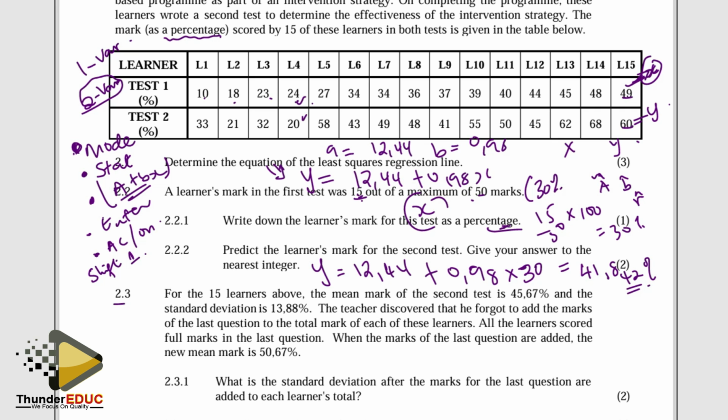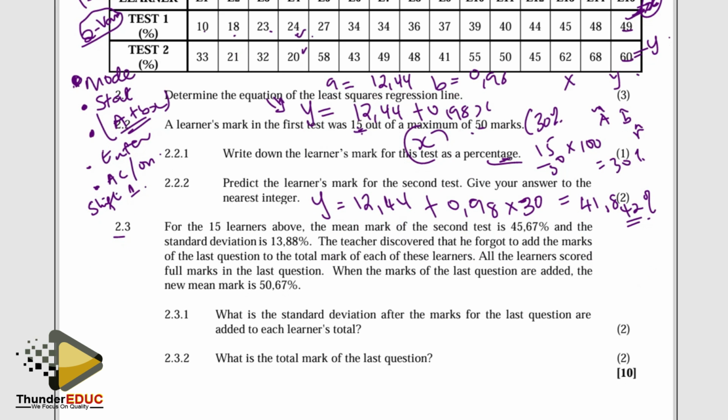Then 2.3. For the 15 learners above, the mean mark for the second test was this much. Now that's the average, and then the standard deviation is this much. Then the teacher discovered that he forgot to add marks of the last question to the total mark of each of these learners. All these learners scored full marks for the last question. When the marks of the last question are added, the new mean mark is this.